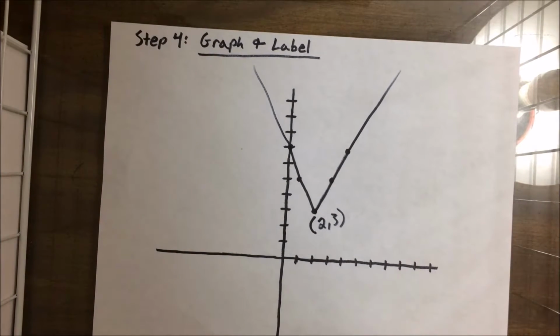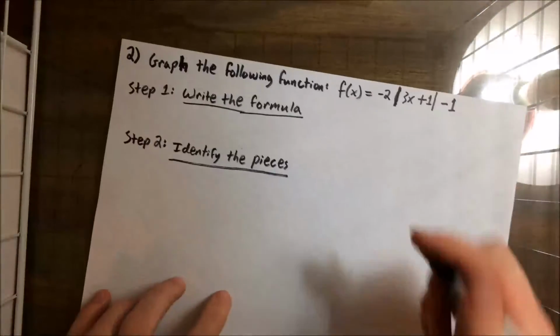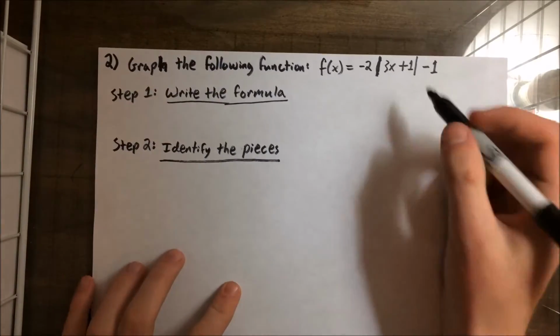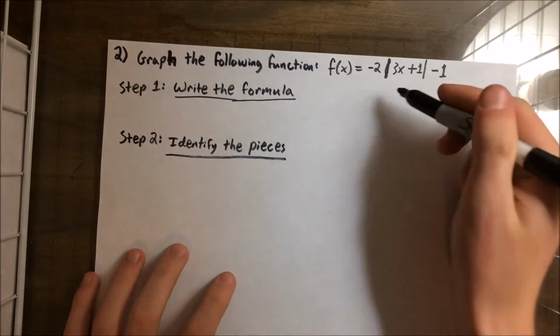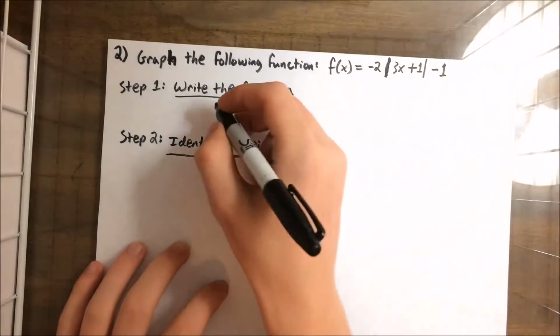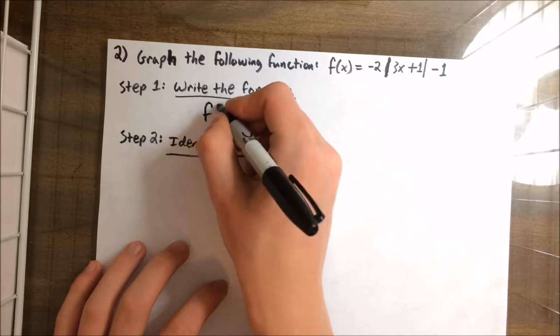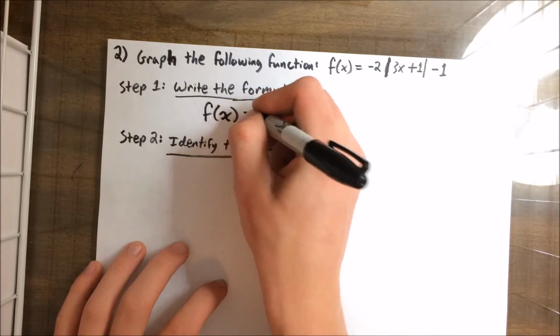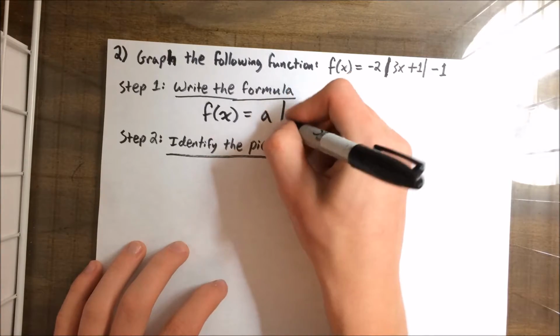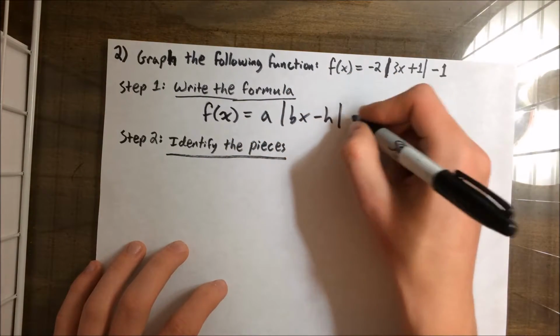So let's go ahead and do another example. In this example, all of the signs are flipped and b is a value other than 1 this time, just to make things a little more complex. So let's go ahead and write the general formula. f(x) is equal to a times the absolute value of bx minus h, plus k.